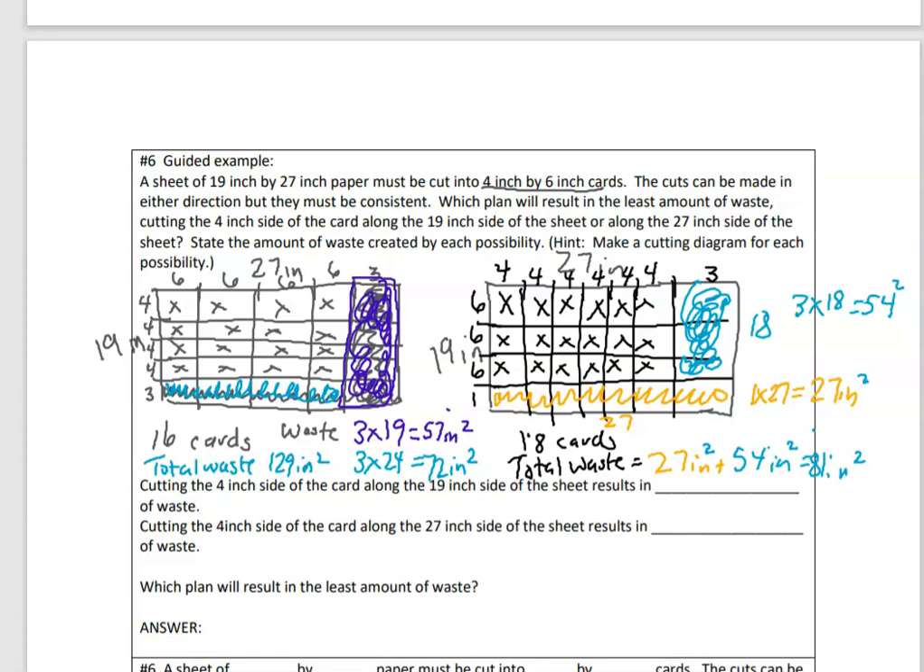So this is the one, so it says cutting the 4-inch side of the card along the 19-inch side. Well, that would be this option, because here's the 19-inch side and we're cutting the 4-inch card. So no, not that one. Cutting the 4-inch card along the 27-inch side. So yes, we took the 4-inch card and cut it along the 27-inch side. So this is the correct answer. Right? Which plan will result in the least amount of waste? And this is the right answer. We got 81 inches of waste versus 72 inches of waste. We were able to cut 2 more cards on this way. Okay?